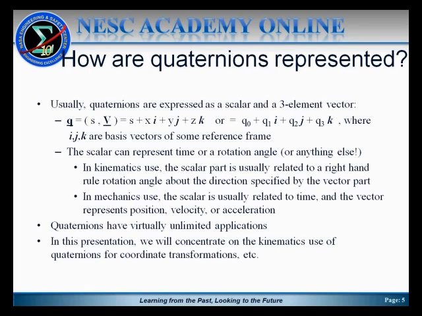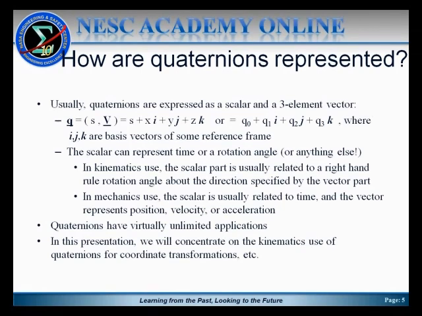Or you could write the quaternion in a quaternion subscript notation as a scalar part Q0 and vector parts Q1, Q2, and Q3. And again, as I mentioned earlier, those can be implemented as a row or column vector of 4 elements for manipulation purposes. The scalar part can represent time, a rotation angle, or virtually anything else, depending on the application.